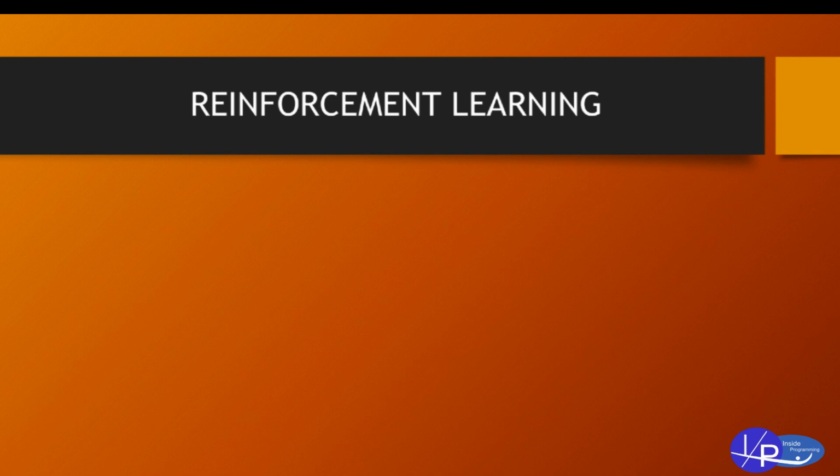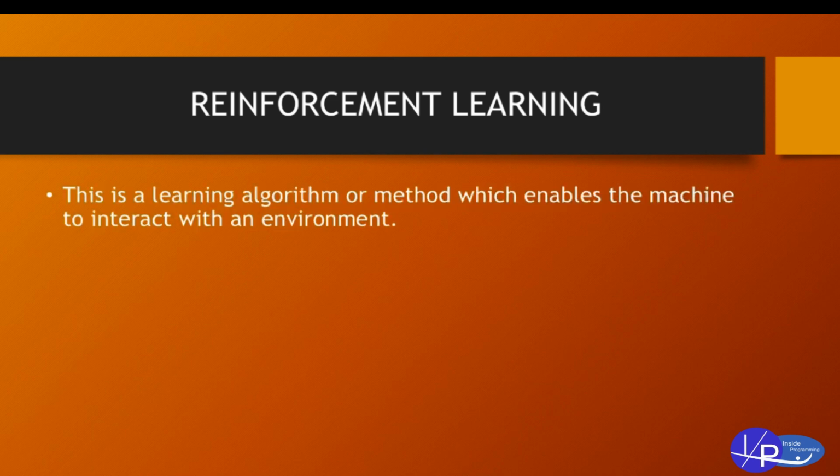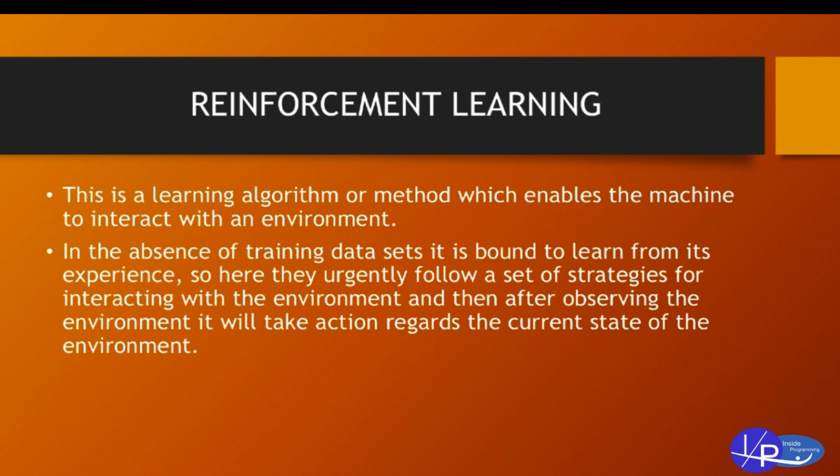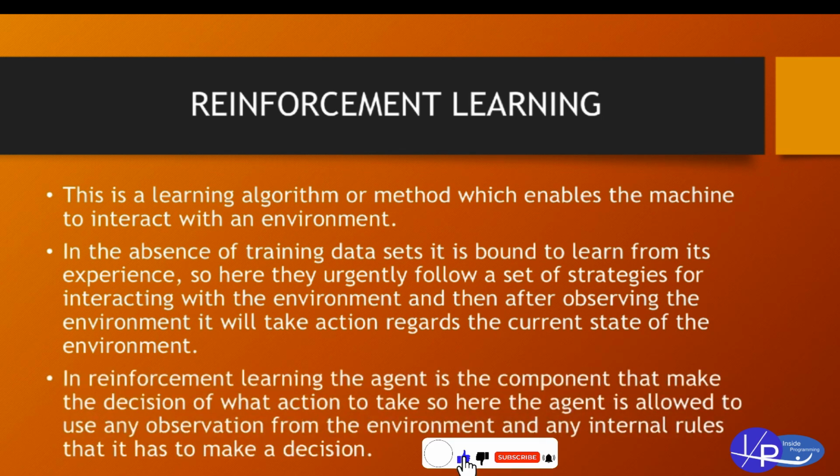Right, reinforcement learning. This is a learning algorithm or method which enables the machine to interact with an environment. In the absence of a training data set, it is bound to learn from its experience. Here the agent follows a set of strategies for interacting with the environment, and after observing the environment, it will take action regarding the current state of the environment. So in reinforcement learning, the agent is the component that makes the decision of what action to take. Here the agent is allowed to use any observation from the environment and any internal rules that it has to make a decision.